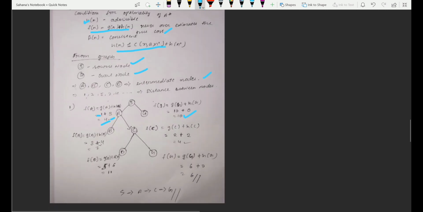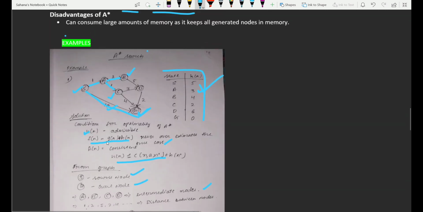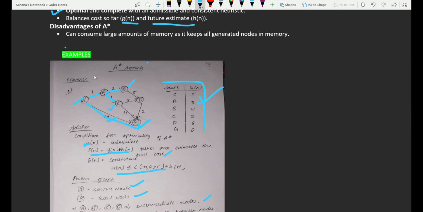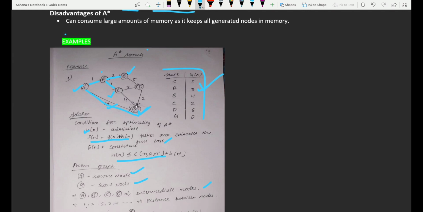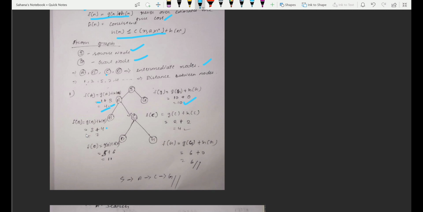F of B is equal to g of B plus h of B. Now to find the g of B, you should come from the starting node, S to A to B, and add how much it is. 1 plus 2 will be 3. Then g of B will be 3. Okay, like this you should do.